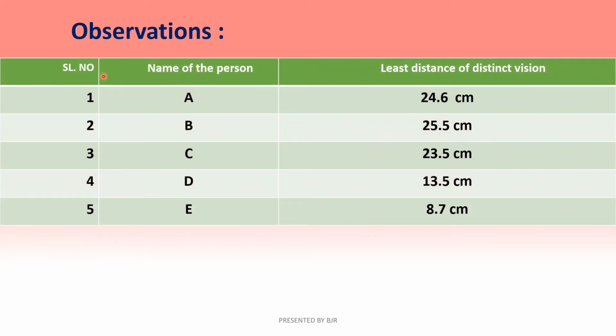Here I have recorded all our observations. Serial number 1, name of the person is A and the least distance of distinct vision for him is 24.6 centimeters. And for person B, it is 25.5 centimeters. And for person C, it is 23.5 centimeters. For D, it is 13.5 centimeters. And for E, the least distance of distinct vision is very less, that is 8.7 centimeters only. So from these observations, we can conclude that the least distance of distinct vision varies from person to person.